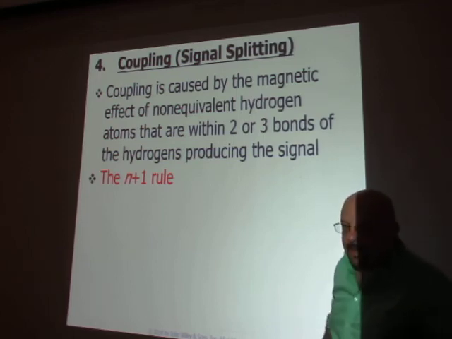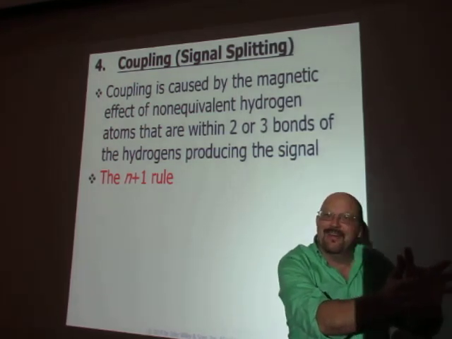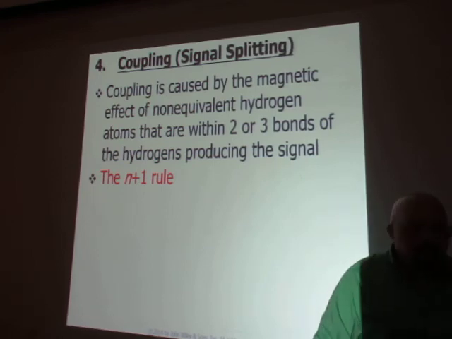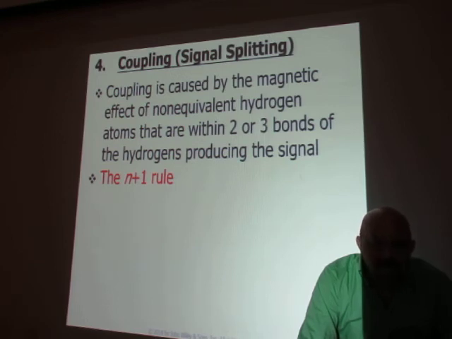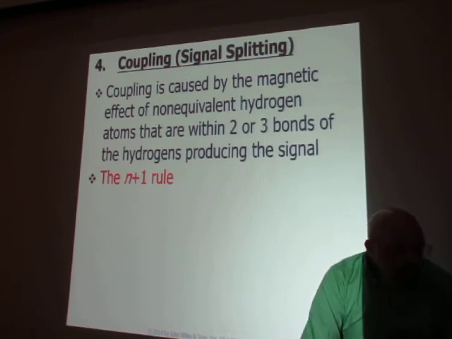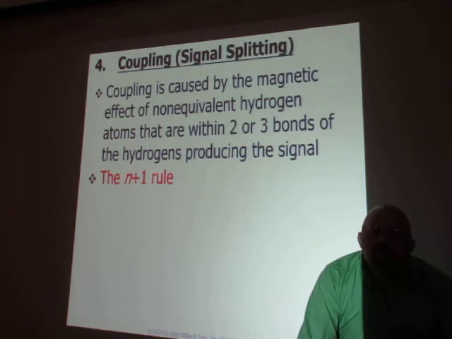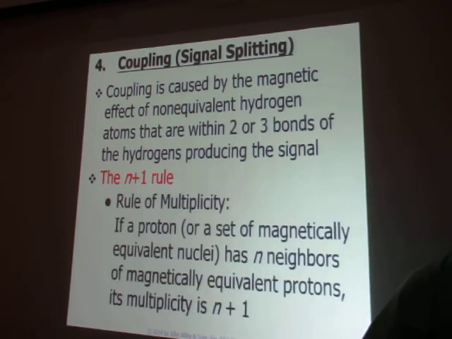Now, how many pieces am I going to split him into? The rule follows n plus 1. That's the number of lines that you're going to see, where n is the number of protons on your neighboring group that's doing the splitting. Remember, it's got to be on an adjacent carbon, your neighbor, and how many protons are there. That's what we're going to plug in for n. So that tells you how many lines it's going to be split into.